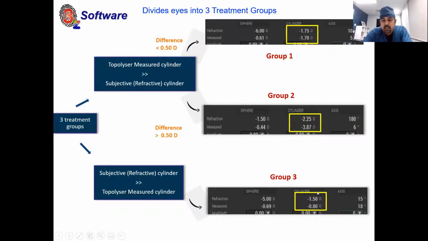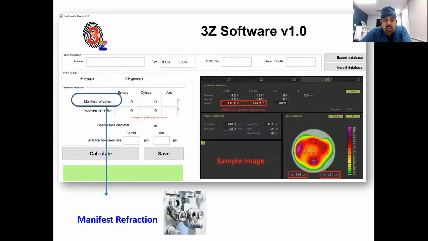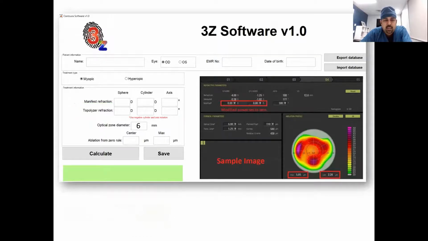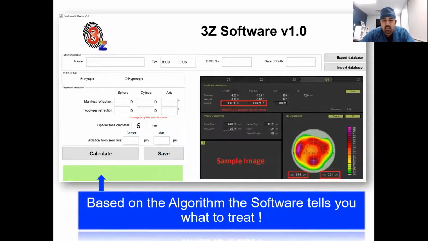So based on the retrospective data with AI, what we devised in the software was that you just have to feed in the manifest refraction and then the topographic refraction of the patient, the optic zone that you're going to treat, and the ablation from the zero rule. On any topographer, when you feed in a zero ablation on a topo guided platform, it will show you the amount of ablation that it is going to do, and with that you can enter these values here. Finally, based on this algorithm, the software will tell you what exactly you need to treat.